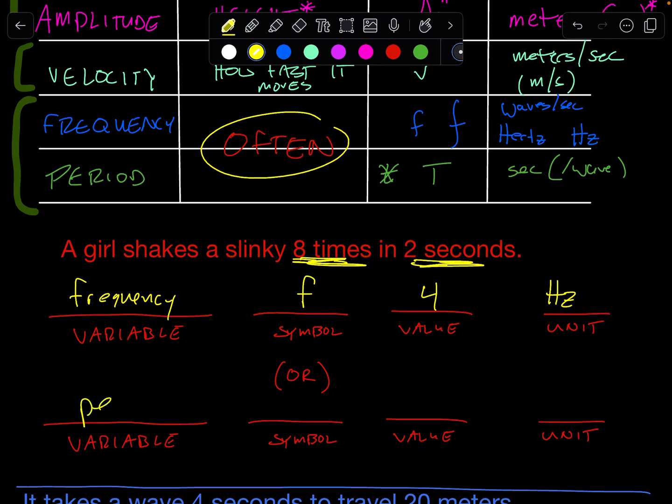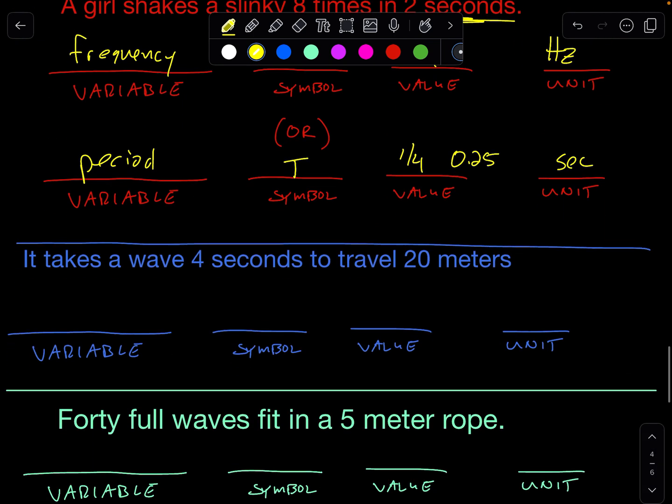The other way you could describe that would be the period of this wave, and this is going to be measured in seconds. You can say seconds per wave, but that's kind of implied right there. 2 seconds divided by 8 shakes, 8 wiggles, 8 waves, whatever, winds up being a quarter. You could also do this in decimal and say 0.25 seconds per wave. That's the amount of time that passes between each wave, or how many waves this person is making per second.